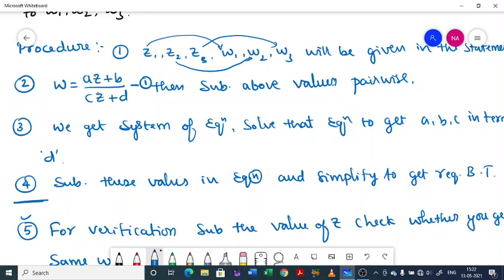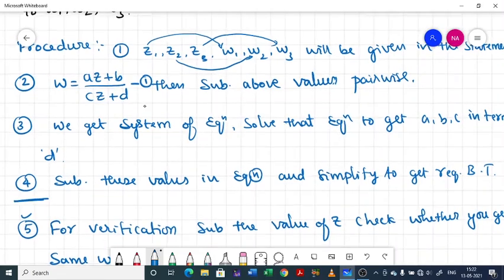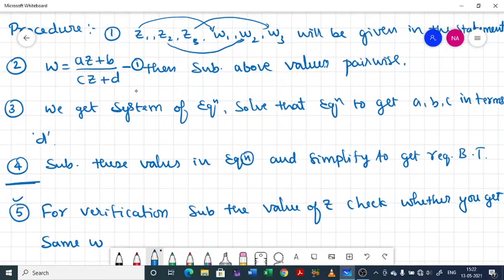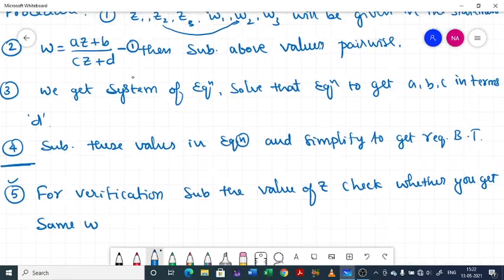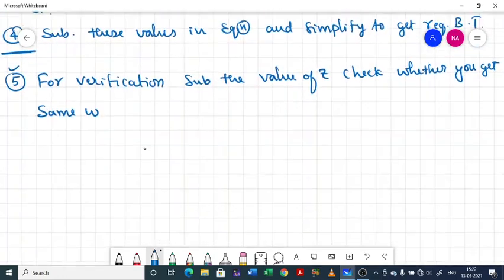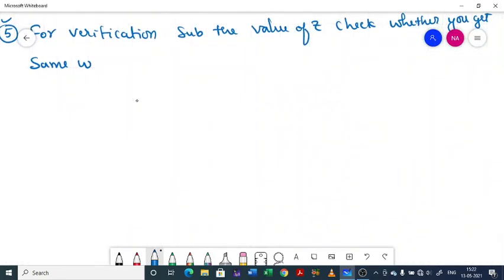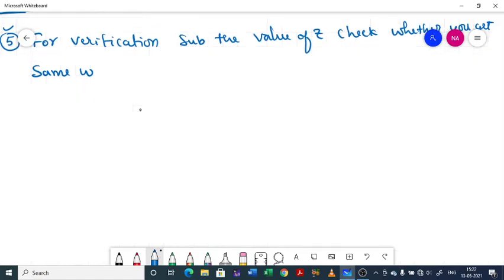So the transformation is exactly right. If you fail to get at least one point W corresponding to Z, then that transformation is not correct. That is not the proper one. So you have to go through the first 4 steps once again to correct that mistake that may have happened somewhere.